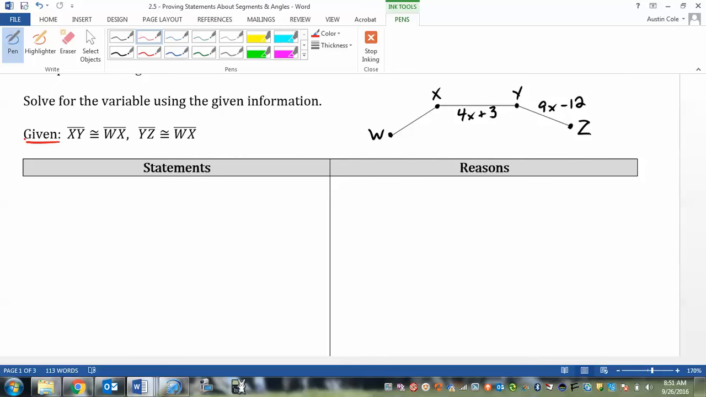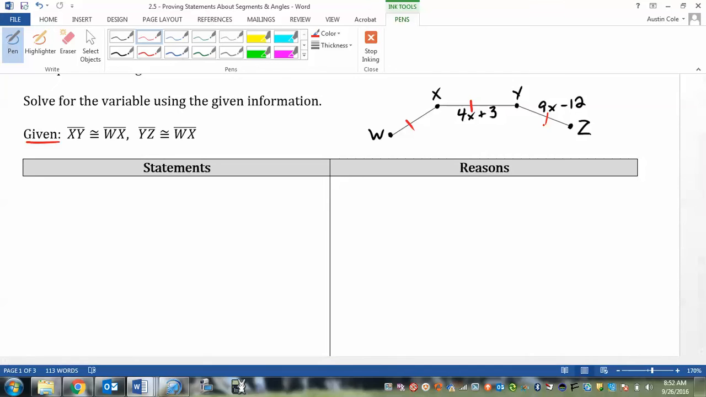Now, in our given information, let's dissect this a little bit. It says that segment XY is congruent to segment WX. So that is congruent to that. And then it says that segment YZ is congruent to WX. So if this has 1 tick mark, what should this have? 1 tick mark. Now, what do we notice about all 3 of those things? They're congruent.